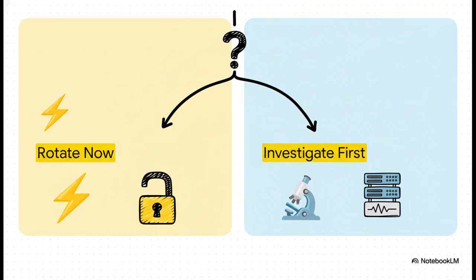But sometimes you're in a tough spot, and you have to make a judgment call. Do you rotate the secret right now, or do you investigate just a little bit more first? This slide gives us a framework for that decision. If the secret gives broad access or it could be exposed externally, you rotate it, now. But if rotating it is going to break a critical system and you have strong monitoring in place, you might carefully investigate first to understand the full blast radius.